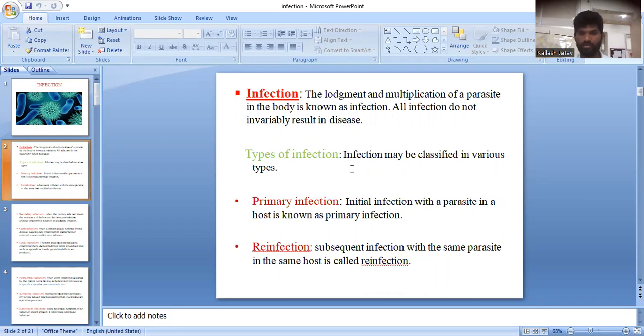Types of infection. Infection may be classified in various types. Primary infection, reinfection. Primary infection: initial infection with a parasite in a host is known as primary infection.